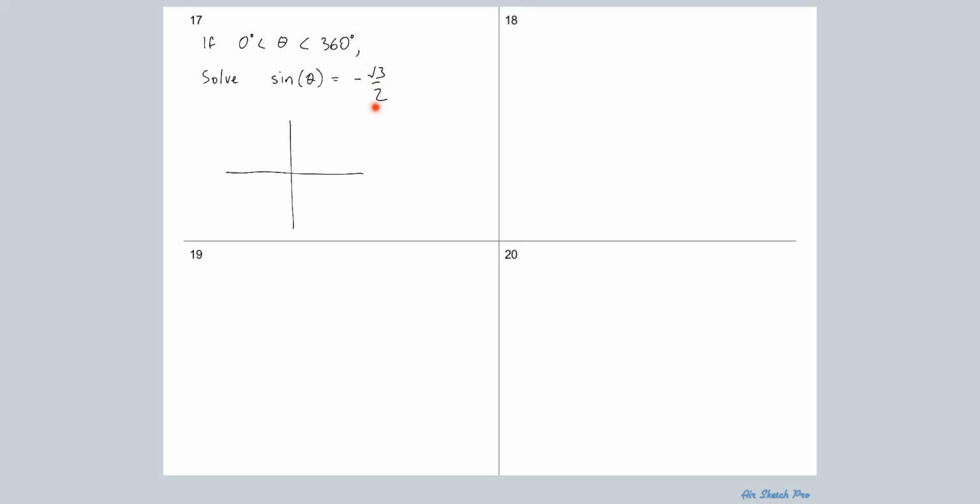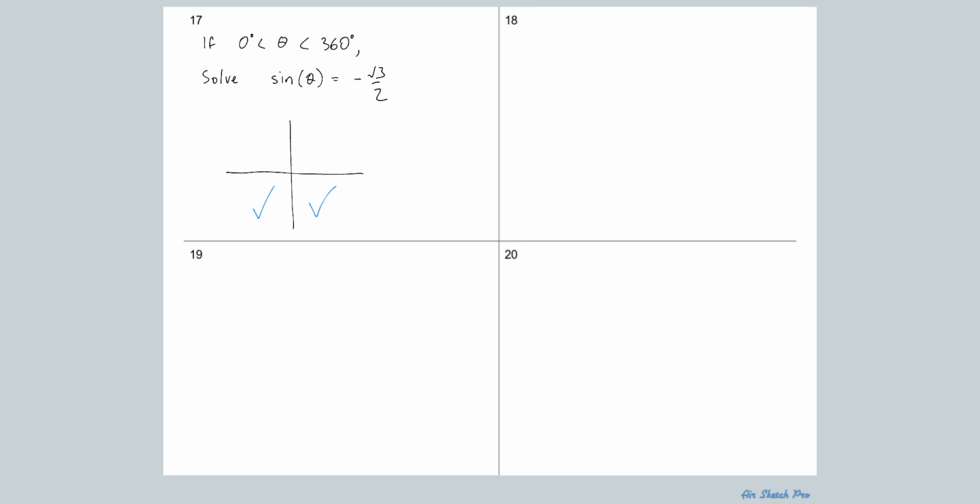Now we know the value is the thing that will give us the part of the answer in terms of the angle, but the sine is also part of the answer, because the fact that sine of theta is negative root 3 on 2 means that the angle must either be in this quadrant, because sine is negative there, or in this quadrant. It might be in one or it might be in both.